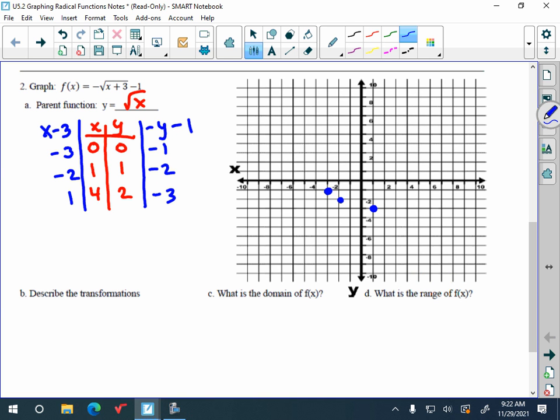Right, so again, we want to find the endpoint, and so that has to be the first ordered pair, negative 3, negative 1 is the endpoint. All right, and then we'll connect them with our arrow going to the right.